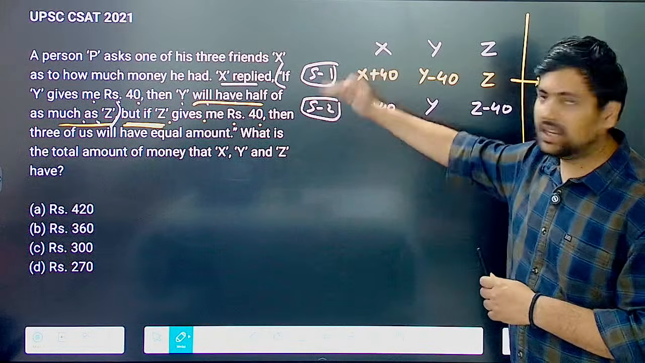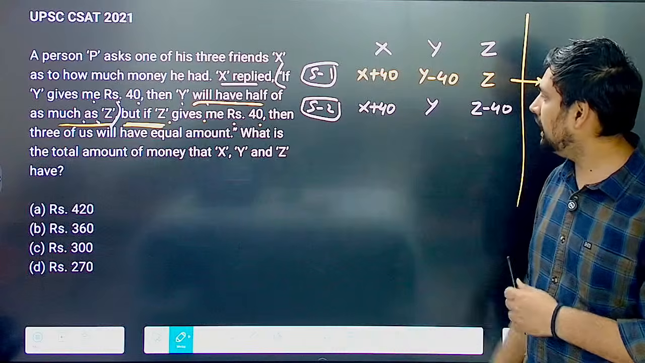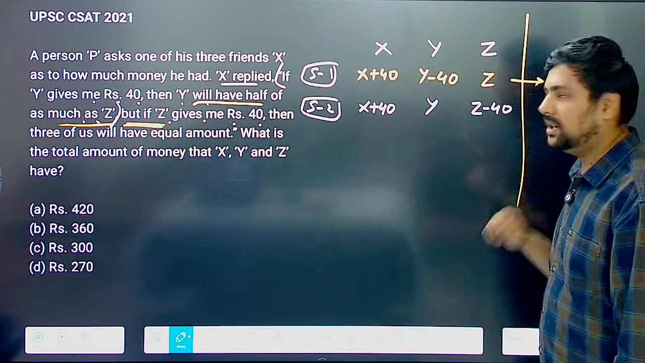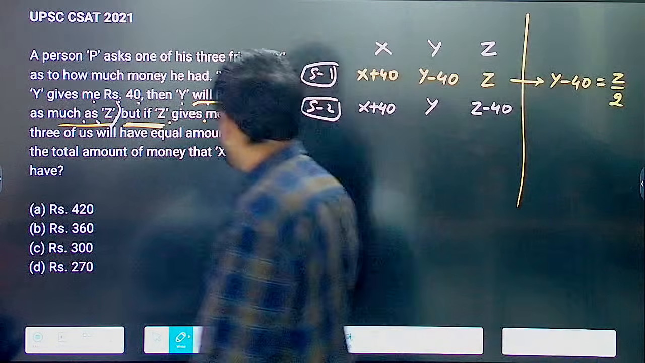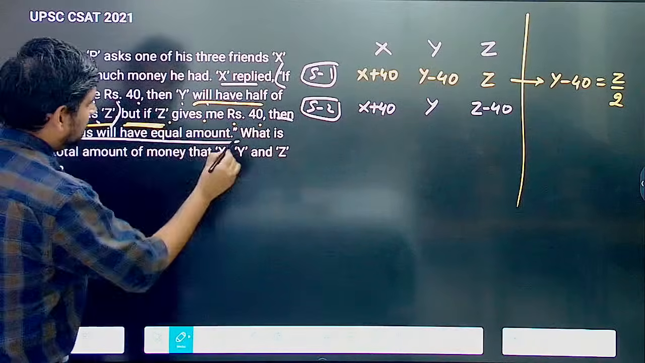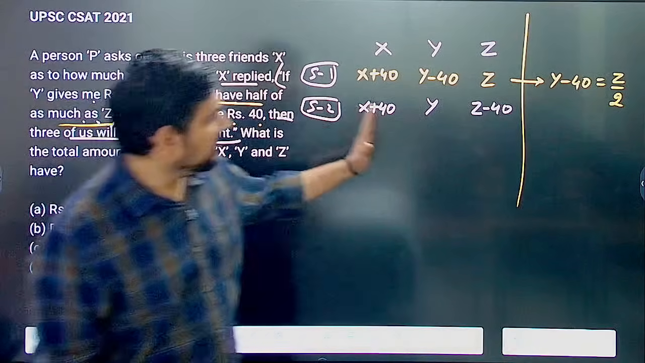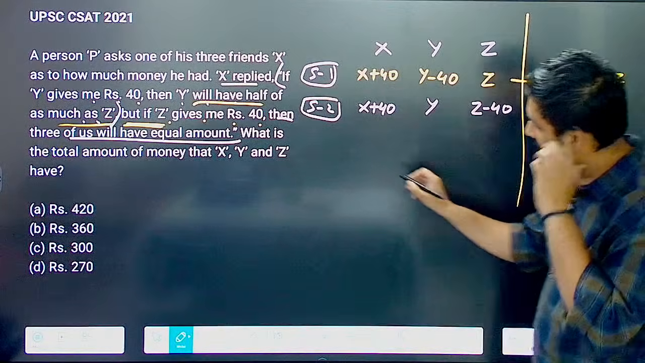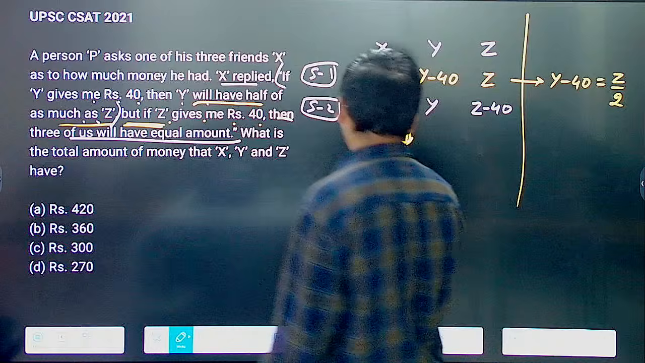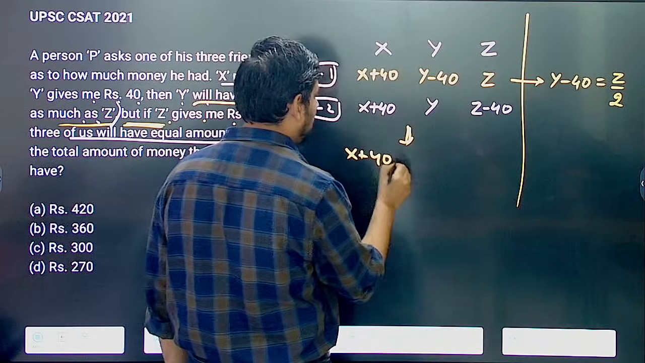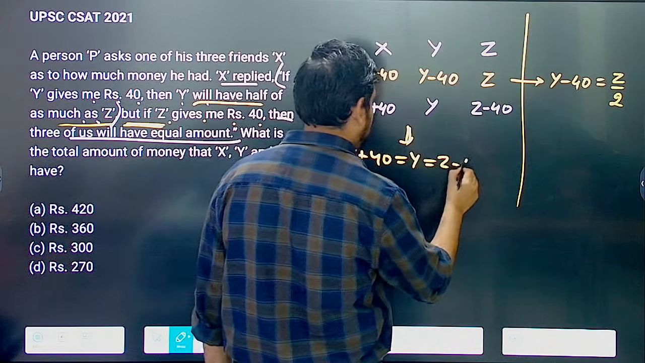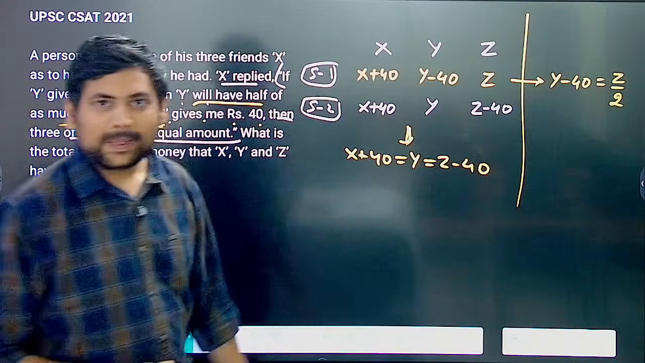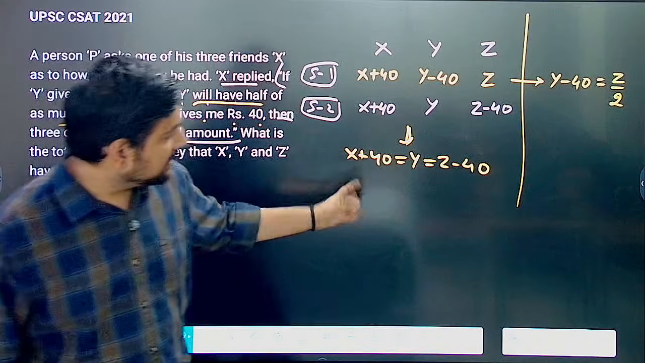Scenario 2 and scenario 1 are independent of each other, correct? So this becomes x plus 40, y, z minus 40. Now it is given that all 3 of them will have an equal amount. That means from here you get the equation that x plus 40 is equal to y is equal to z minus 40, correct?